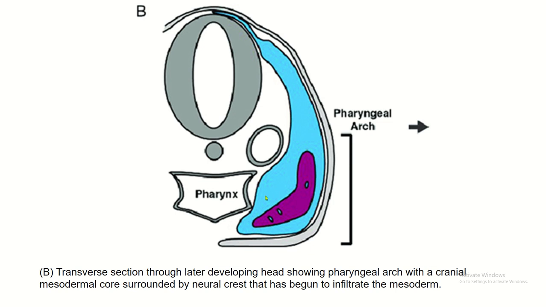This is the transverse section through the lateral development of the head, showing the pharyngeal arch with a central mesodermal core surrounded by neural crest cells, and you see the neural crest cells begin to infiltrate within the mesoderm.